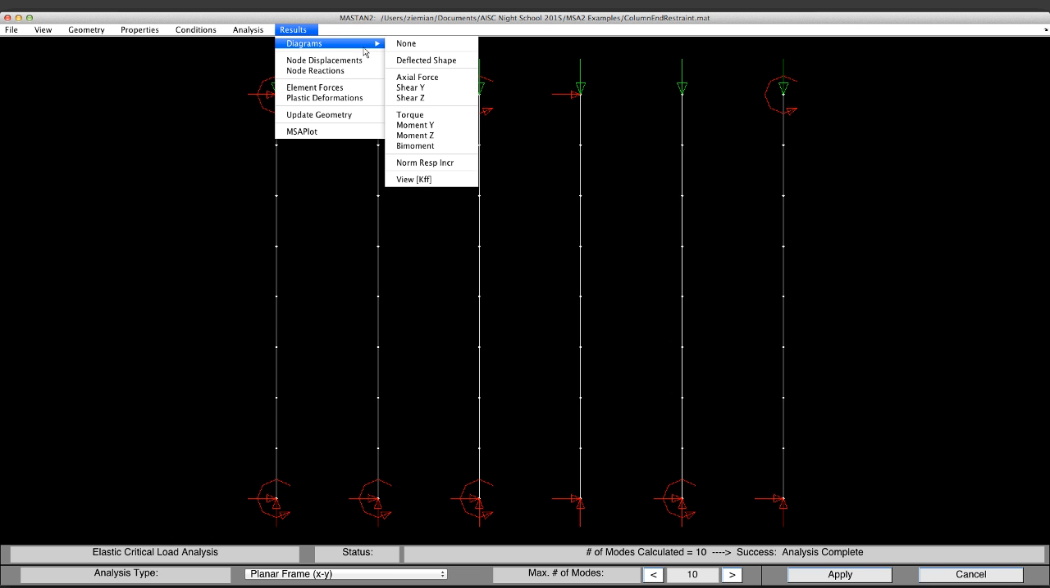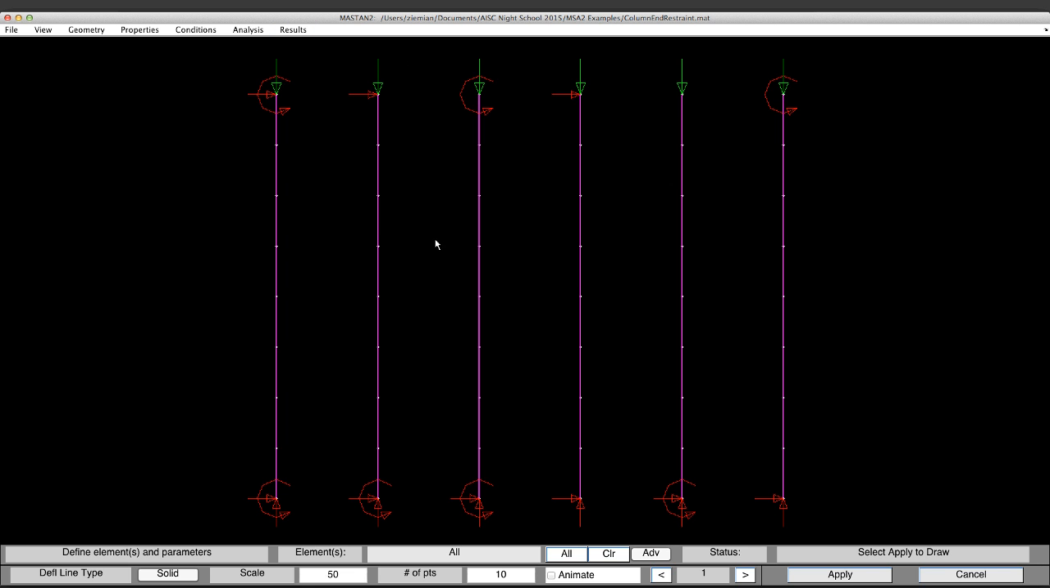So let's plot the deflected shape. The first one we're going to plot, down at the bottom here, you see the number 1, and that means the first mode. I hit the apply button, and it draws the first buckling mode. You can see that first column is buckling, and the buckling load ratio may be a bit small on your screen, but it says 273.6. I had 1 kip on there, so that column would buckle at 273.6 kips. It's the first mode. It buckled at the lowest amount of load, which is consistent with the fact that it had the smallest amount of rotational restraint.